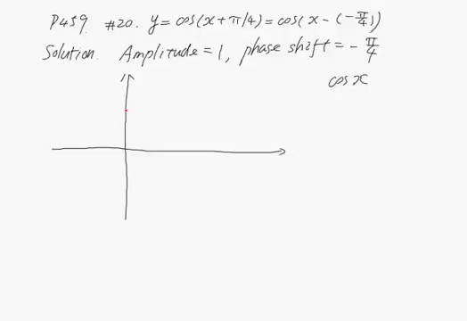So let's begin. This is one cycle of y equals cosine x, and this is pi over 2. So pi over 4 is here, right? And this is pi, 3 pi over 2, and then here this is 2 pi, right?